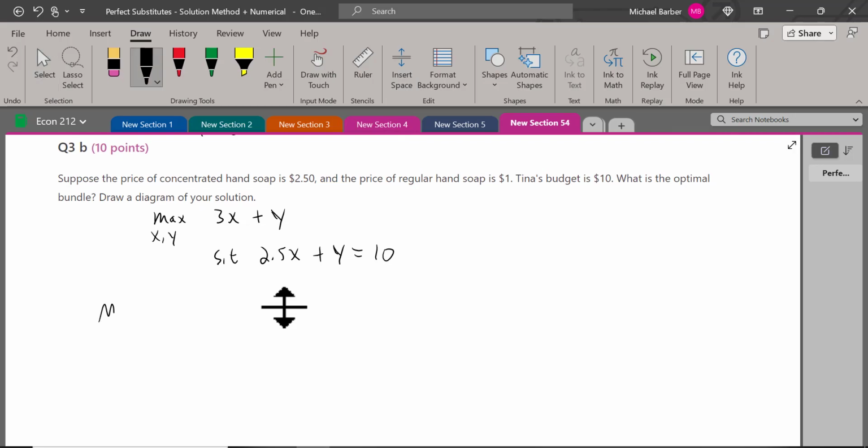So we know right away that the MRS is equal to -3, right? It's a negative ratio of marginal utilities. Marginal utility of good x is 3. Marginal utility of good y is 1. So -3 over 1 is -3. And the slope of the budget constraint, here it's nice and simple because it's linear, is negative px over py, which is negative 2.5 over 1 equals negative 2.5.